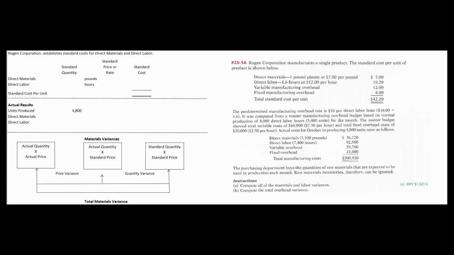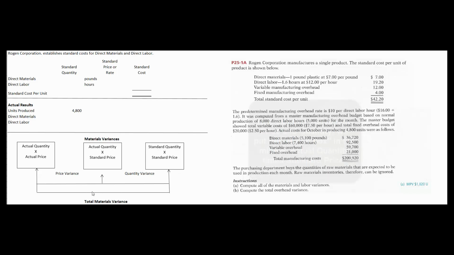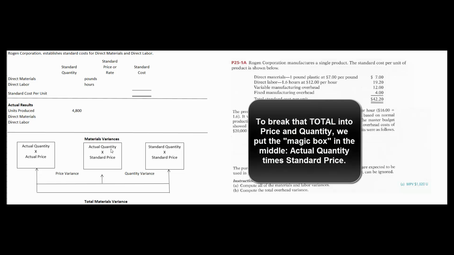So the easiest way to attack these things is what I call the magic box system. We'll have actual quantity times actual price. And way over here we'll have standard quantity times standard price. So the difference between what we used and what we should have used as far as materials go is our total materials variance. Then we're going to stick in the middle actual quantity times standard price. We're going to take actual quantity times actual price minus actual quantity times standard price, and that difference is going to be our price variance.